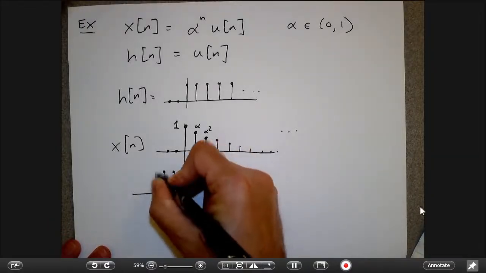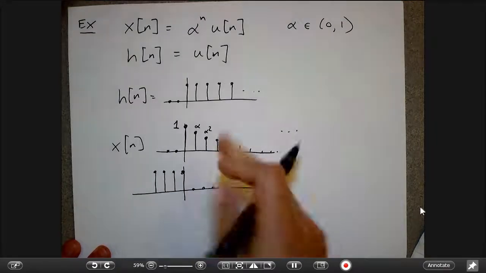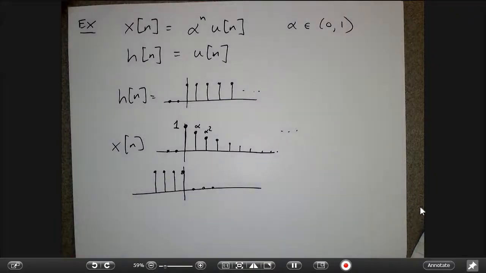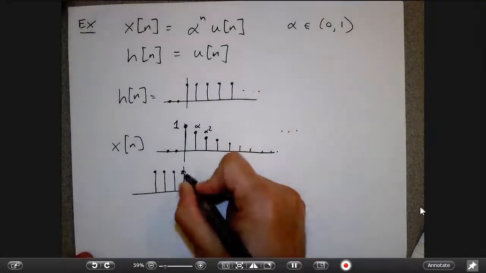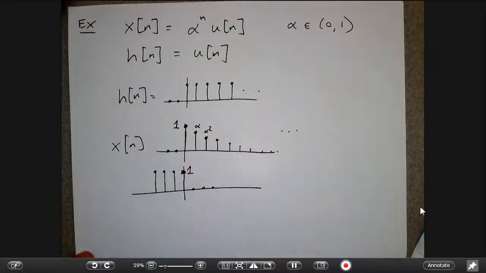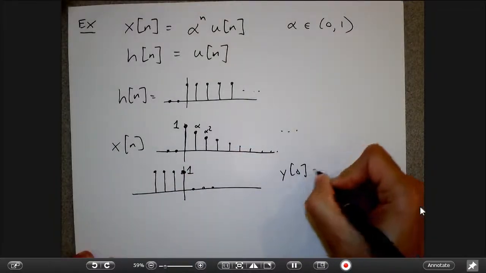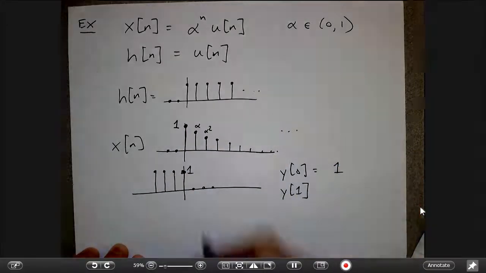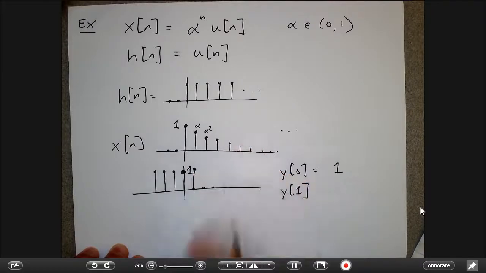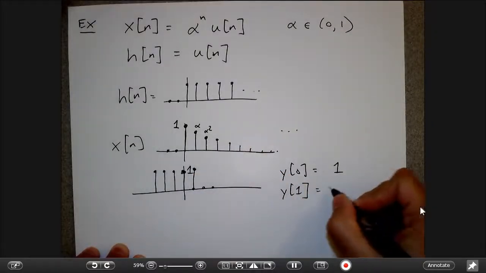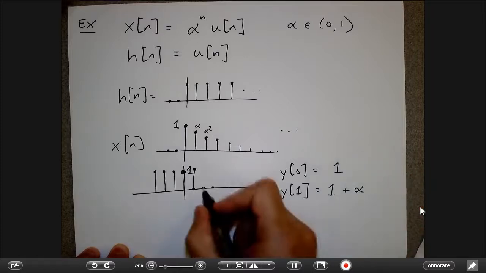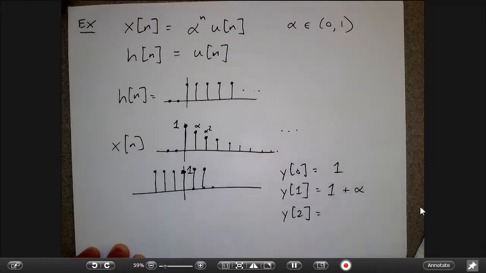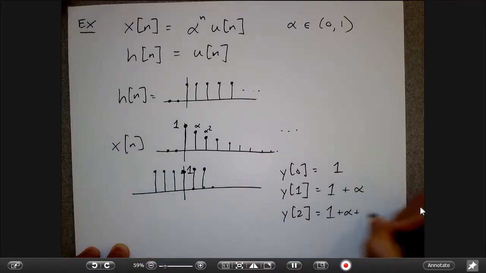For n less than 0, I'm going to be shifting h this way. Nothing is going to be happening because there's going to be no overlap. When I'm right at 0, I get 1 times 1. So I'm going to make a little table like this. y of 0 is 1 times 1, which is 1. y of 1 is what I get when I click this 1 unit over. So now I'm going to have this overlap, and I'm going to get 1 plus alpha. Then I'm going to get a little bit more when I click it over 1 more unit. I'm going to get 1 plus alpha plus alpha squared.